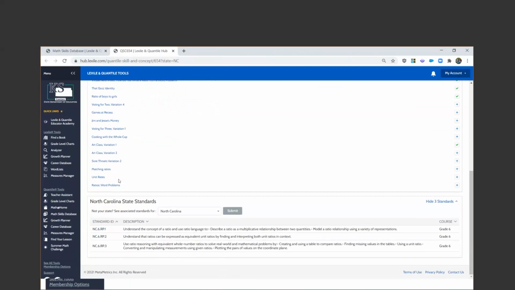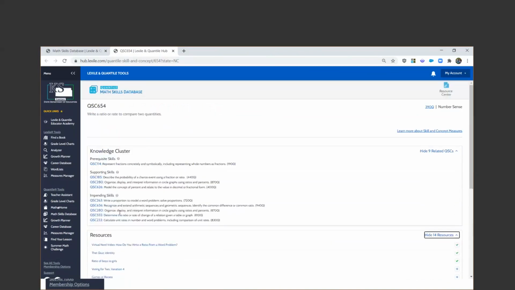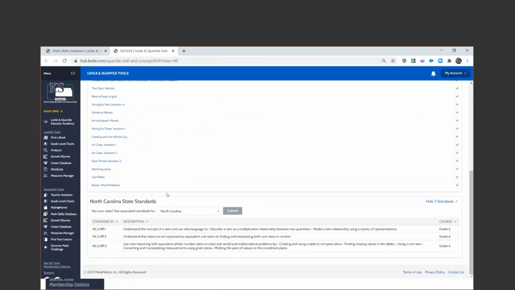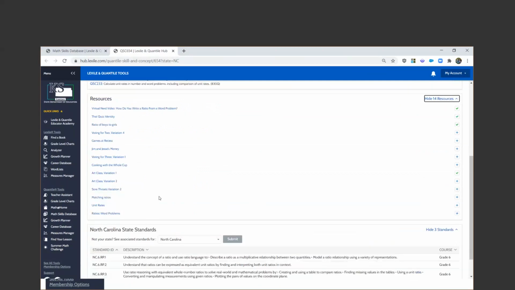And as you keep scrolling down here, you'll see that complete crosswalk. If you're interested in seeing, well, this QSC number 654, write a ratio or rate to compare two quantities, what other North Carolina learning standards does that align to? You'll see that expressed at the bottom of that page. So you'll notice here, off to the right of these resources, you can actually click on these little plus signs and convert them to check marks.